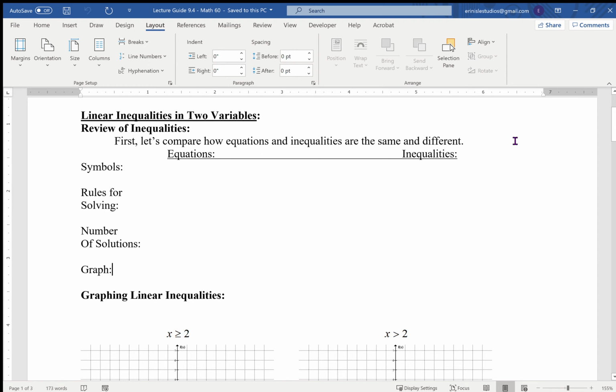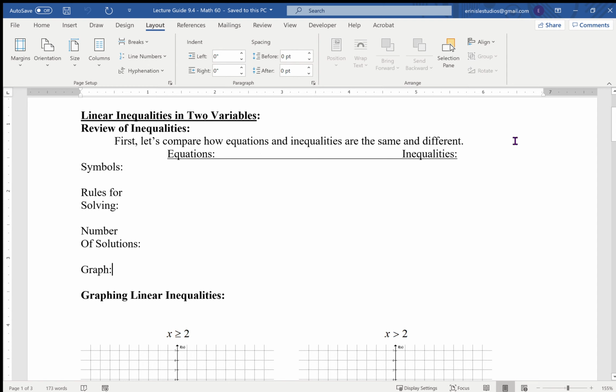Okay, so symbols. All right, the equation always has an equal. Inequalities have or, and then the other way, greater than and then less than, and then also the possible equal to. Rules for solving.